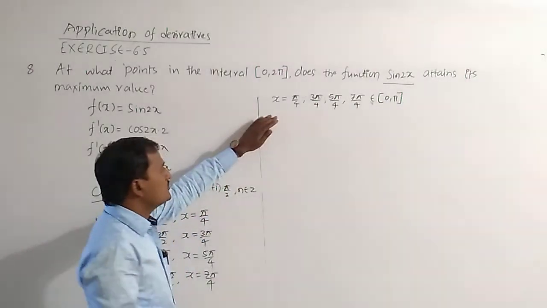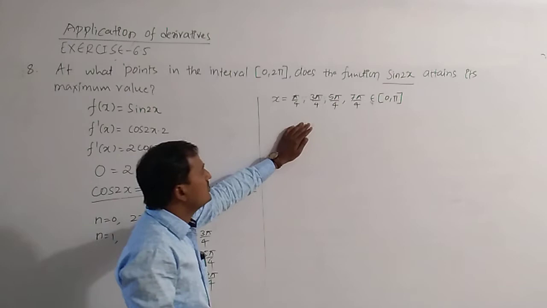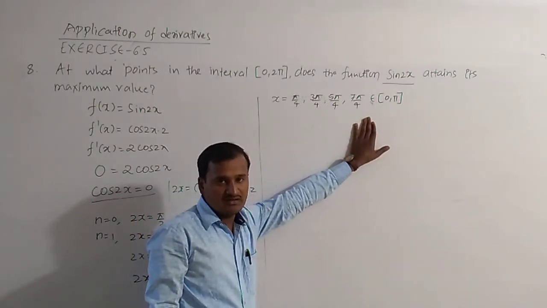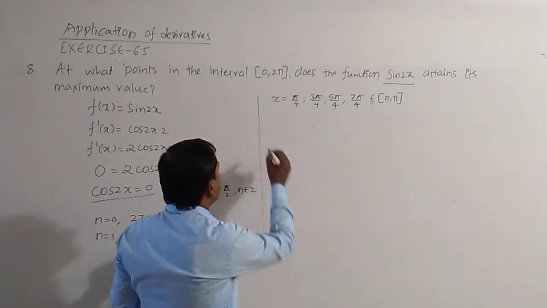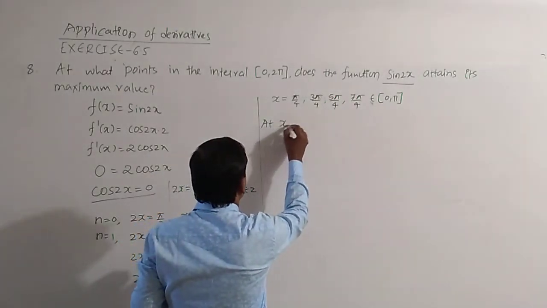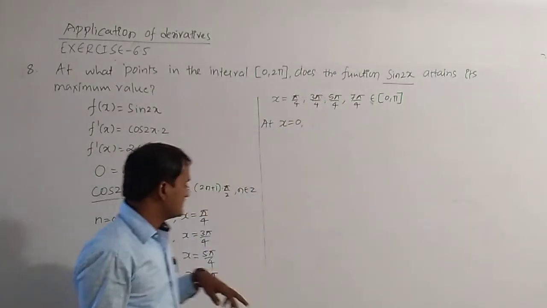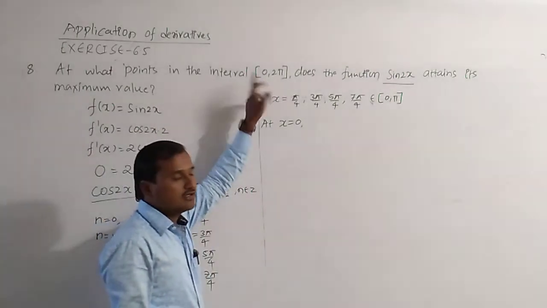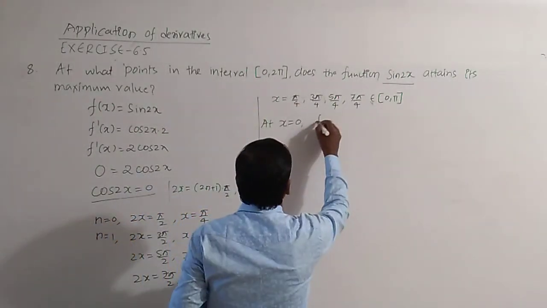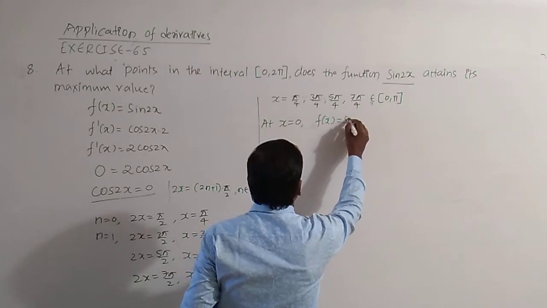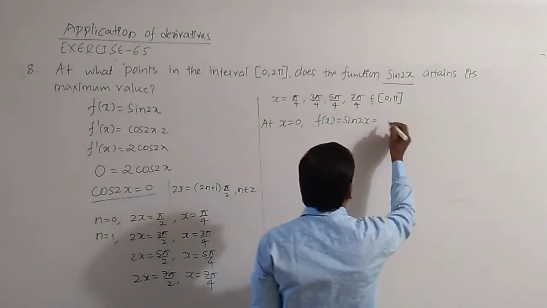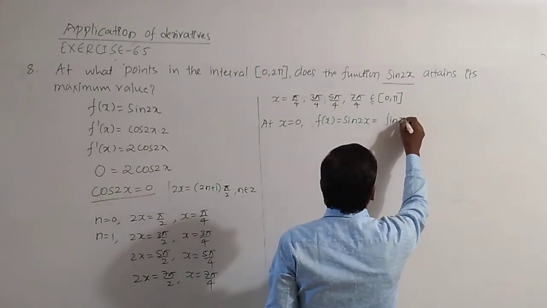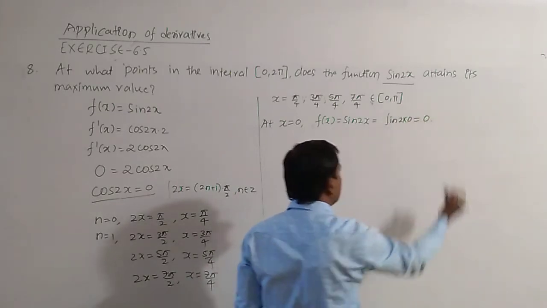Now we should find the functional values at all these critical points, including the end point. First, I will take x equal to 0. At x equal to 0, that is the end point. What is the function? f of x equal to sin 2x. So what is the value? Sin 2 into 0, sin 0 means 0.